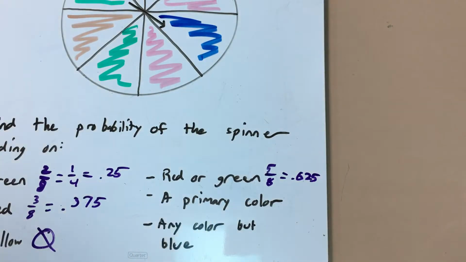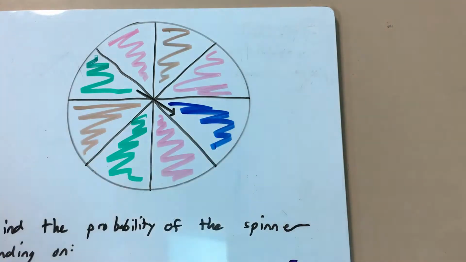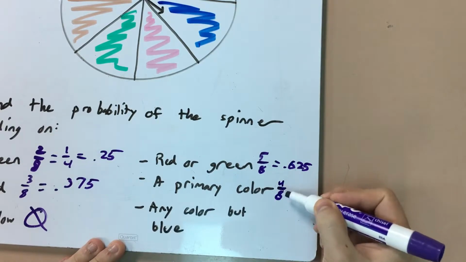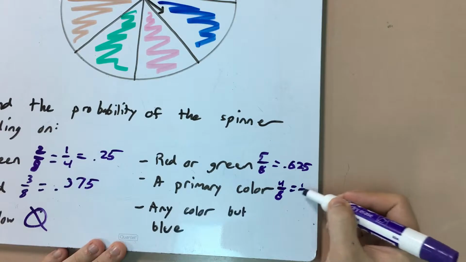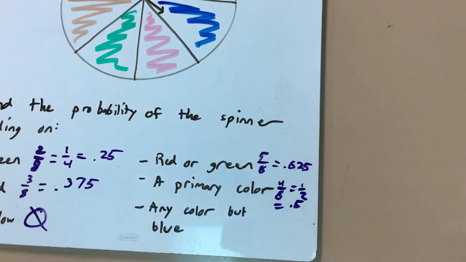Next, we have the probability of landing on a primary color. Primary colors are red, blue, and yellow. There's 3 red sections, 1 blue section, and no yellow sections. So that leaves us a total of 4 ways to get what we want out of 8 total possibilities, also known as 1/2, or a probability of 0.5.